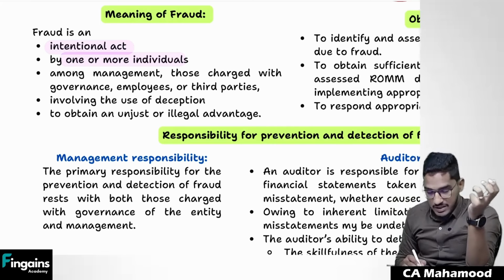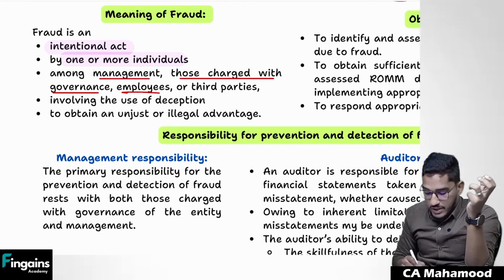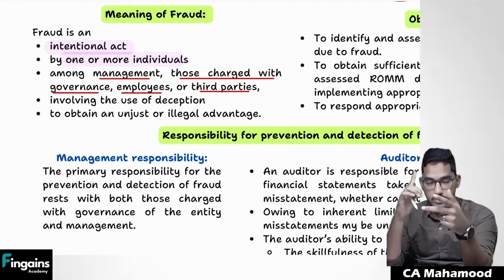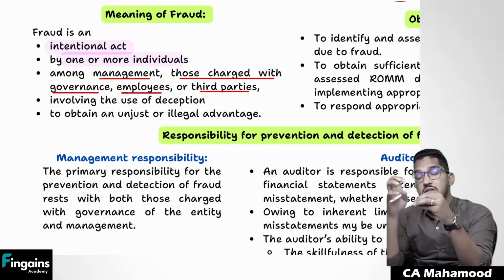Those individuals who are committing this intentional act could be from management. They could be from those charged with governance. They could be from employees, or they could be from third parties. Either management can do the fraud, those charged with governance can do the fraud, or employees can do the fraud, or even third parties like debtors, creditors also can commit a fraud.